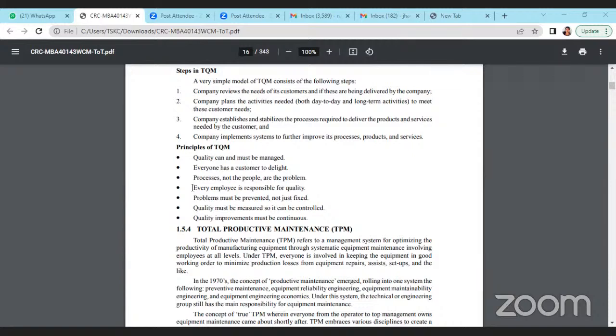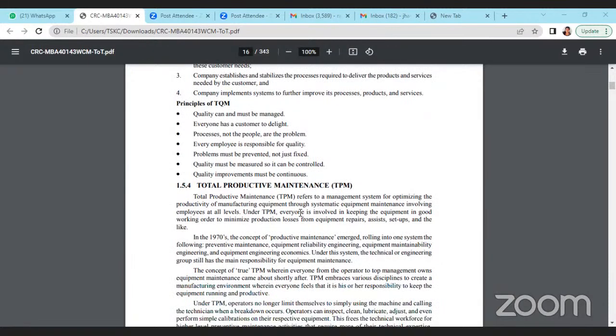Every employee is responsible for quality. It is not only the workers or the labor who work in production who are responsible. No, the total organization and every employee is responsible for the quality of the product. Problems must be prevented, not just fixed. If there is a problem, don't try to fix it immediately.